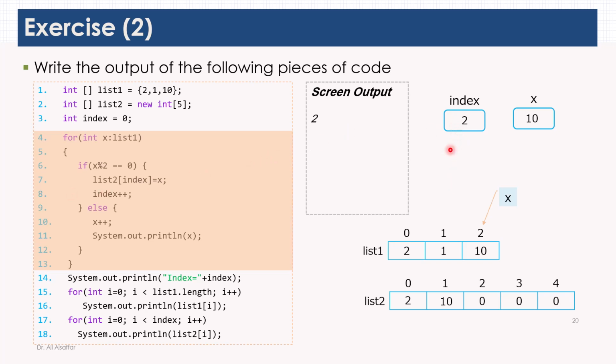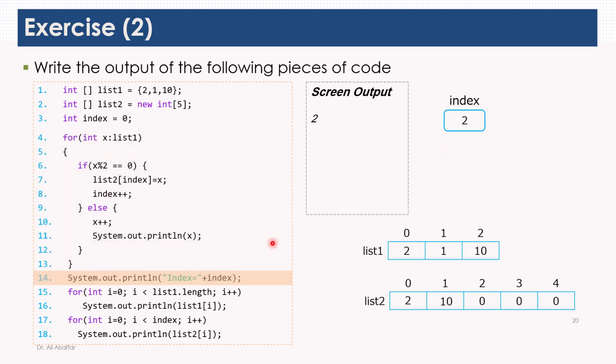Index will be equal to 2. After the loop is finished, we are now in line 14. In line 14, we have a print statement. It is printing a message, index equal to, followed by the value of index, which is equal to 2, and this is the output.